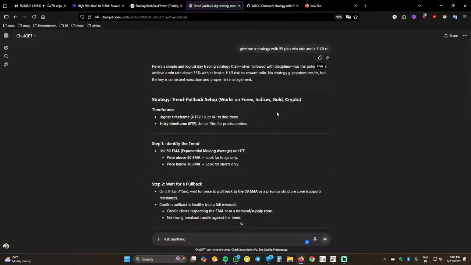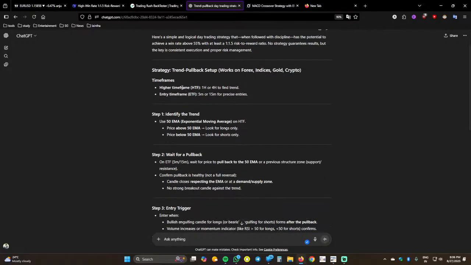So I asked the same question to ChatGPT. Give me a strategy with a 55 plus win rate and a 1 to 1.5 risk reward. So ChatGPT gave me a trend pullback setup. It says it works on forex, indices, and crypto. It asked me to consider the higher time frame for the trend and entry on a lower time frame. So it was a multi-time frame, top down kind of technique.